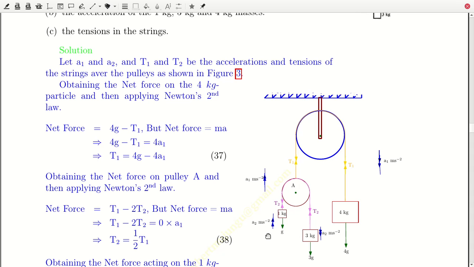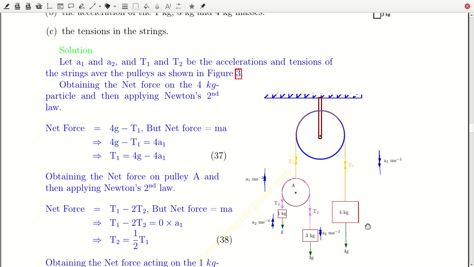On this system of pulley A, we assume that the 3 kilogram mass will accelerate, pulling downwards, so it will move downwards, pulling the 1 kilogram mass, which will in turn move upwards. We assume this 3 kilogram mass is heavier than the 1 kilogram mass. And here the acceleration of the 4 kilogram mass will be A1.